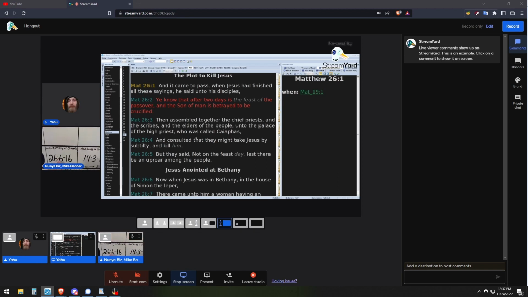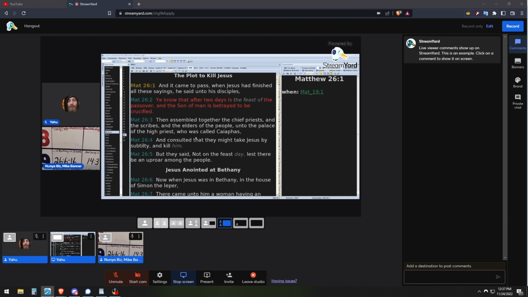Verse 26:6. Now, when Jesus was in Bethany, and we'll find out later that there's an entire day skipped here. But for now, just trust me on this. In the house of Simon the leper, there came unto him a woman having an alabaster box of very precious ointment, and poured it on his head as he sat at meat.